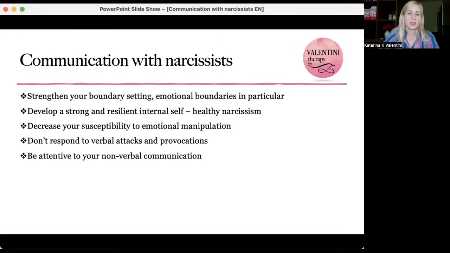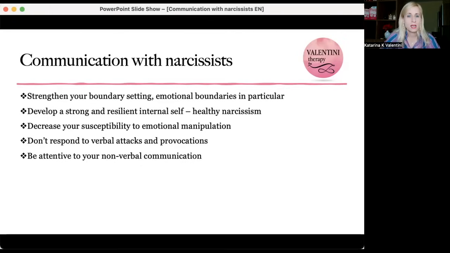You have to strengthen your boundary setting. That is important for every relationship, not only for relationships with narcissists. Emotional boundaries in particular. Do not allow the narcissist to cross your boundaries. If they start attacking you verbally or in any other way, don't react. Just walk away. Do not engage in conflictual conversations. Do not get sucked into their drama, because they often create drama, but you have to play it out for them. They don't like to be seen as people who are out of control.